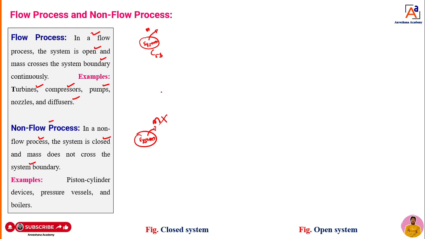We already know, dear students, what is a closed system and an open system. In an open system, both mass and heat energy cross the system boundary. But in a closed system, there is no mass transfer, but heat may get transferred. That is the closed system we have known.